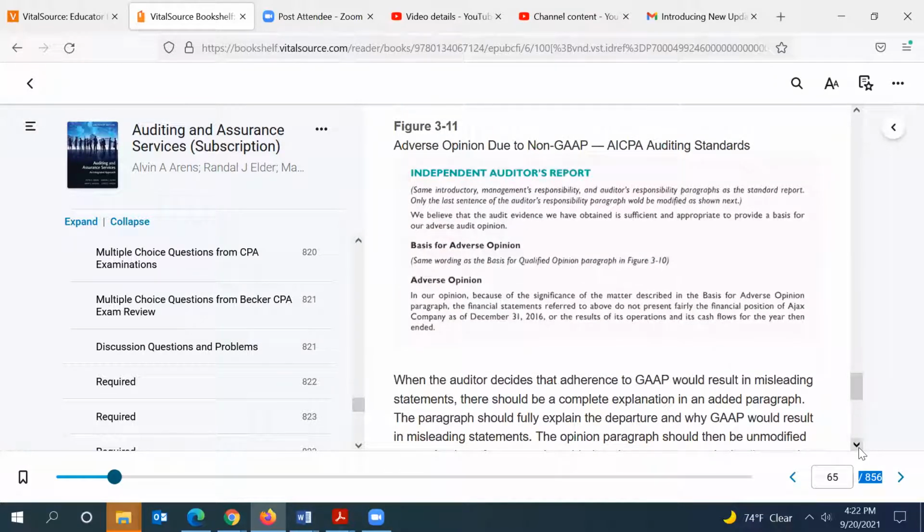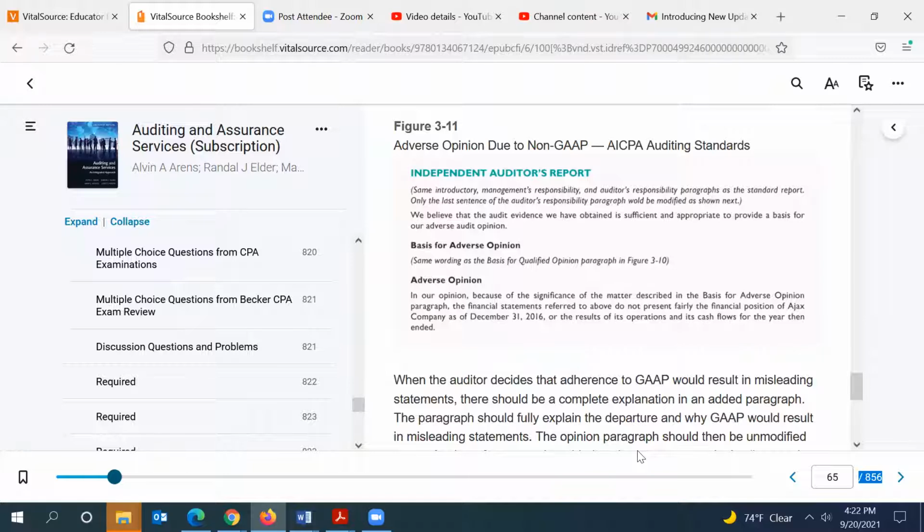So next, we've got figure 311, adverse opinion due to non-GAAP. We're going to see the same basis for, in this case, adverse opinion, same explanatory paragraph, but for some reason, this auditor in figure 311 has decided this is a highly or pervasively material thing. So they've issued an adverse opinion.